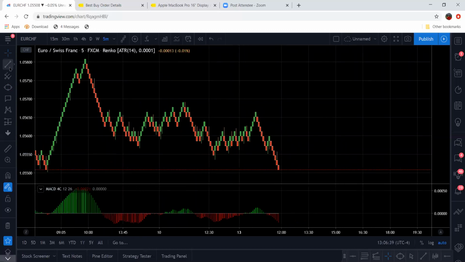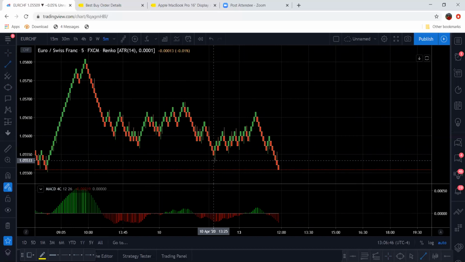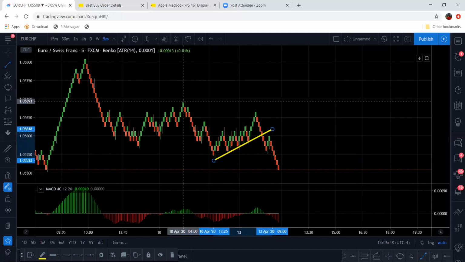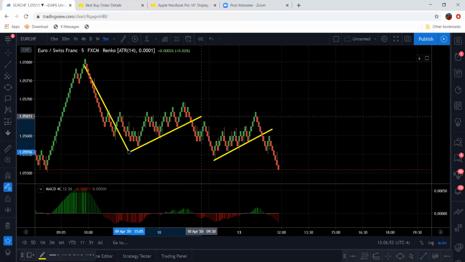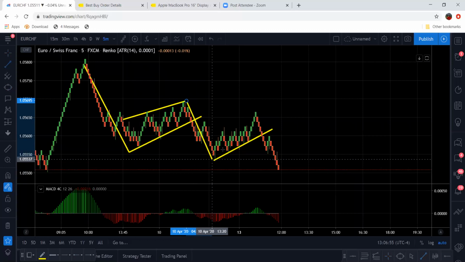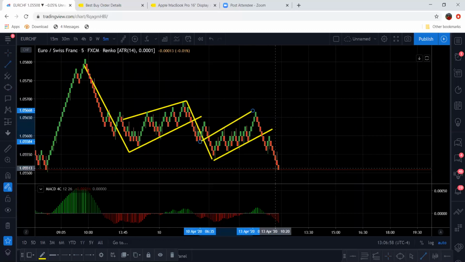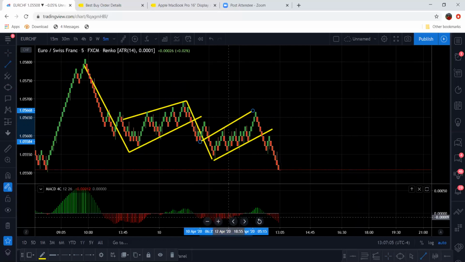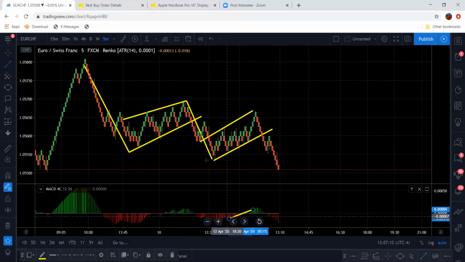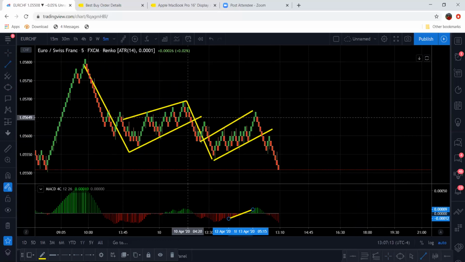For example, again, with Renkos, it's a lot cleaner to look at, much cleaner. So look at this flag right here. Remember, price came down. I got an impulse, then a flag, then a continuation, then another flag, and then another continuation down. So when I'm lining this up in conjunction with my MACD, I basically want to wait for price to pull back, because remember, we're in a downtrend. I'm looking for this sell.